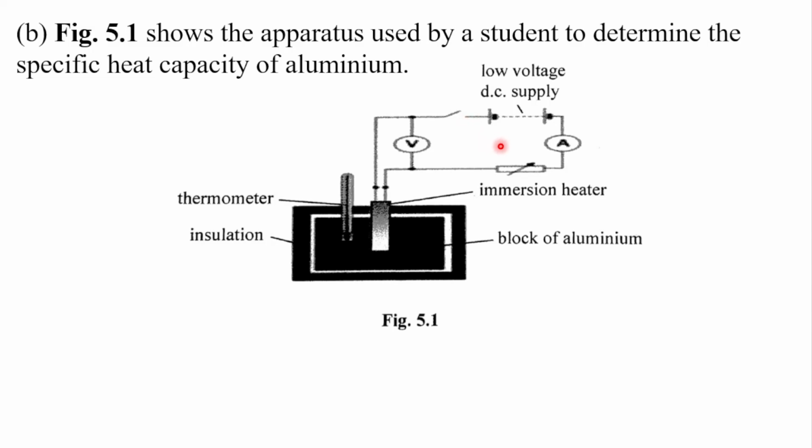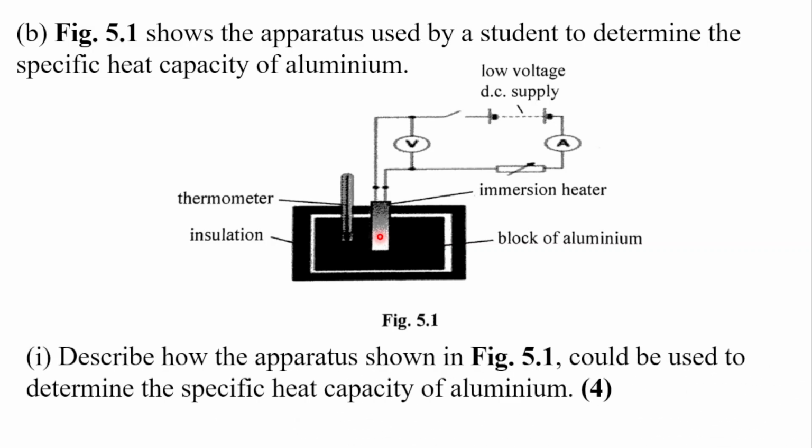The immersion heater is connected to a circuit right here. Notice there's a voltmeter right here, an ammeter right here, a variable resistor right here, and a low voltage DC supply right here. All right, so once this circuit is switched on, current will be supplied, the heater element will get hotter and supply heat to the aluminum block.